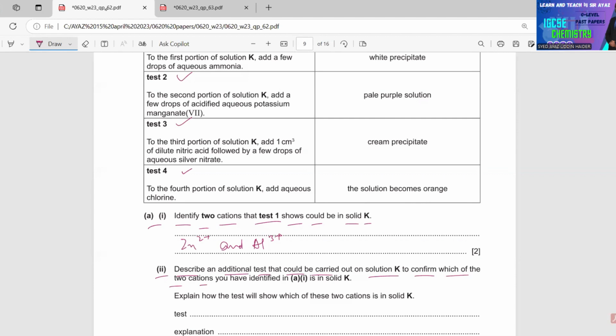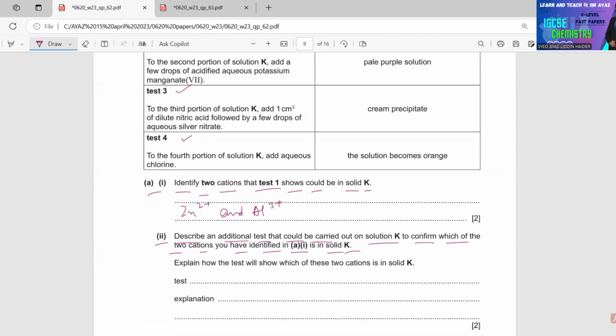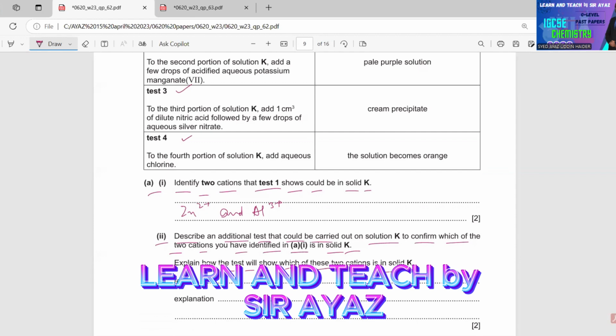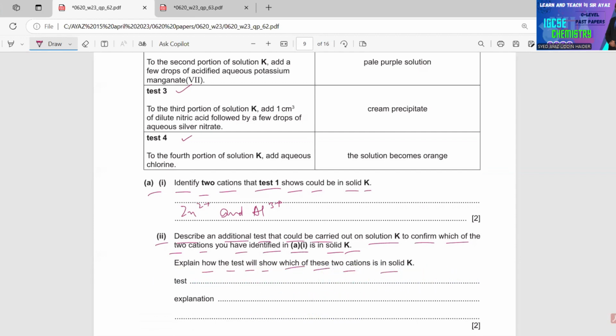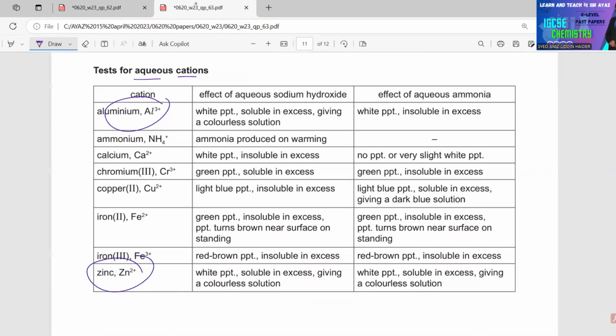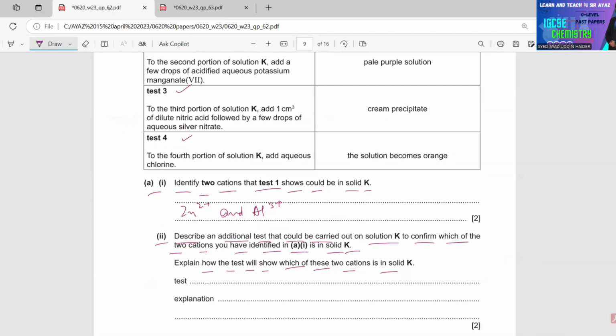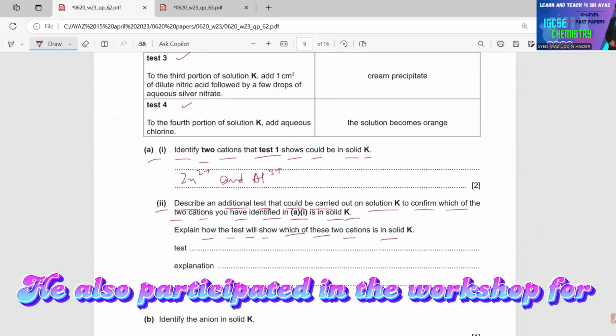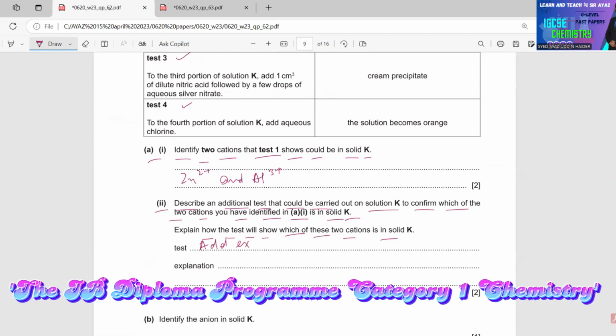Number 2, describe an additional test that could be carried out on solution K to confirm which of the two cations you have identified in A1 is in solid K. Explain how the test will show which of these two cations are in solid K. So if you look at this, the thing missing is add excess of aqueous ammonia. Zn2 plus is soluble in aqueous ammonia, while Al3 plus is insoluble. So you write add aqueous ammonia.